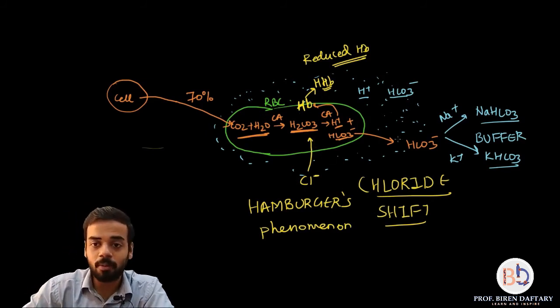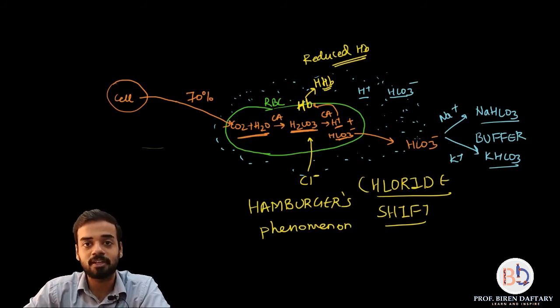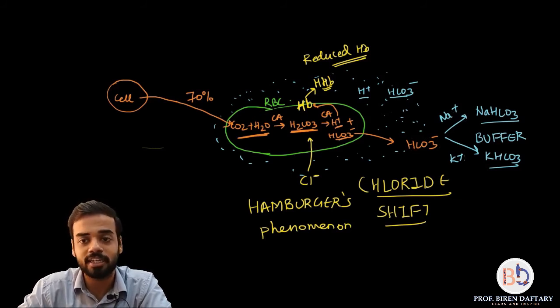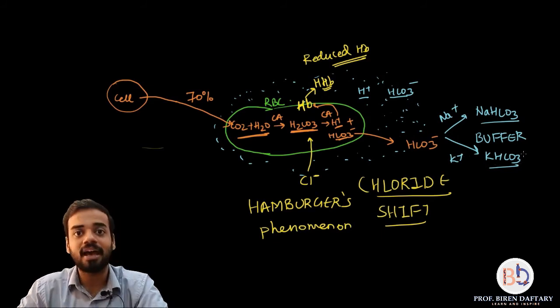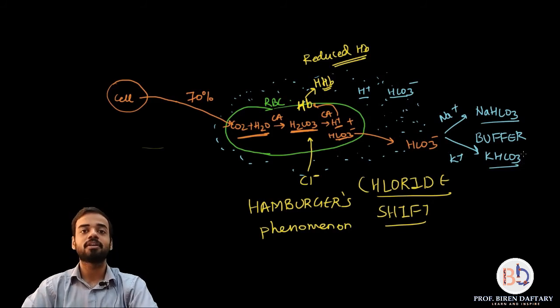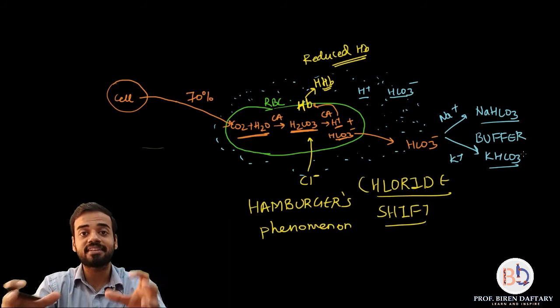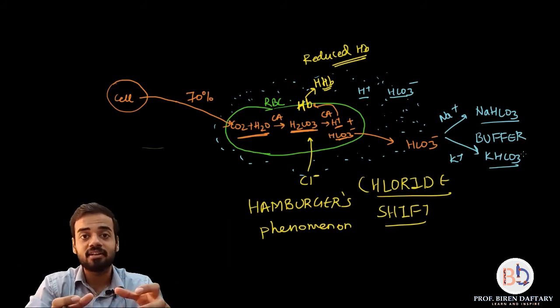Now what happens to the bicarbonate ions? Outside in the plasma they combine with potassium and sodium salts. So the reaction is very simple. Na plus plus HCO3 minus gives you NaHCO3, sodium bicarbonate. K plus plus HCO3 minus gives you KHCO3, potassium bicarbonate. And these salts act like buffer, so they maintain the pH of blood. Is this clear? So all this is happening near the cell.